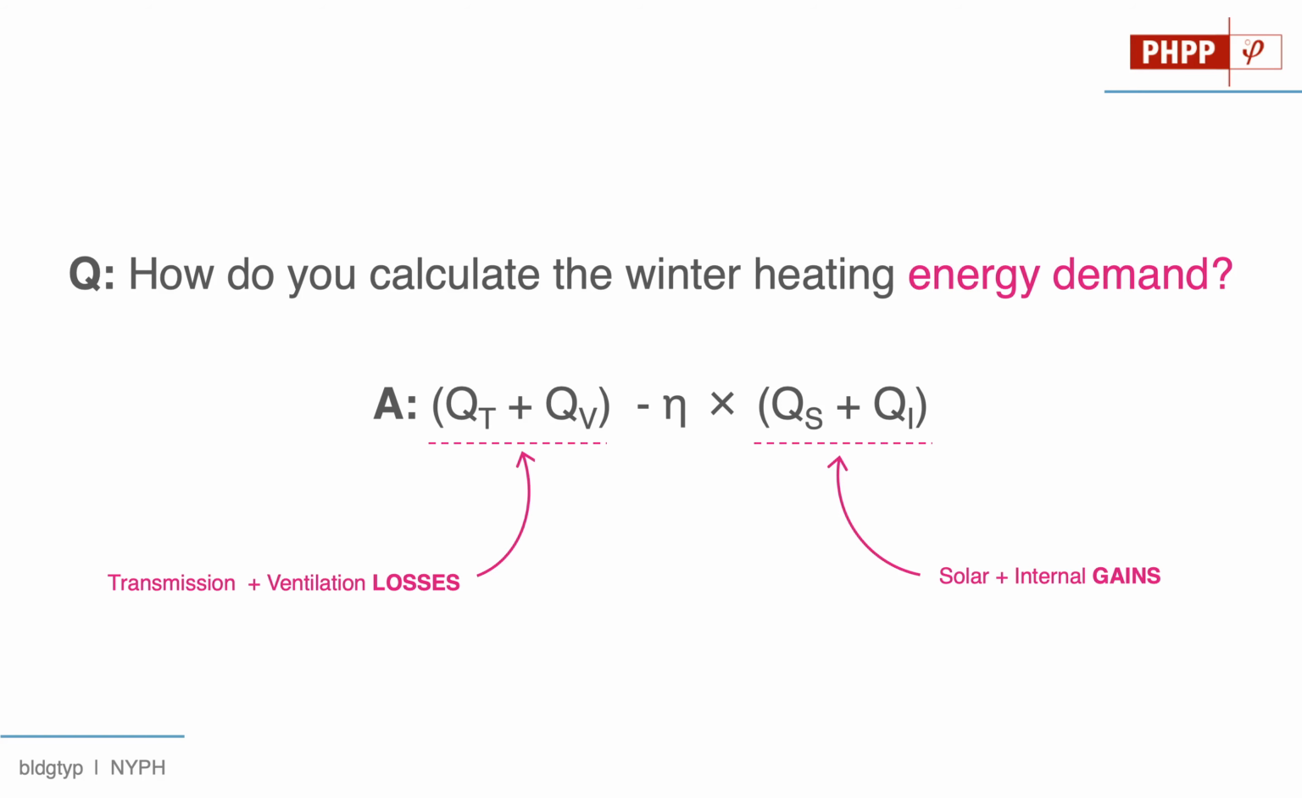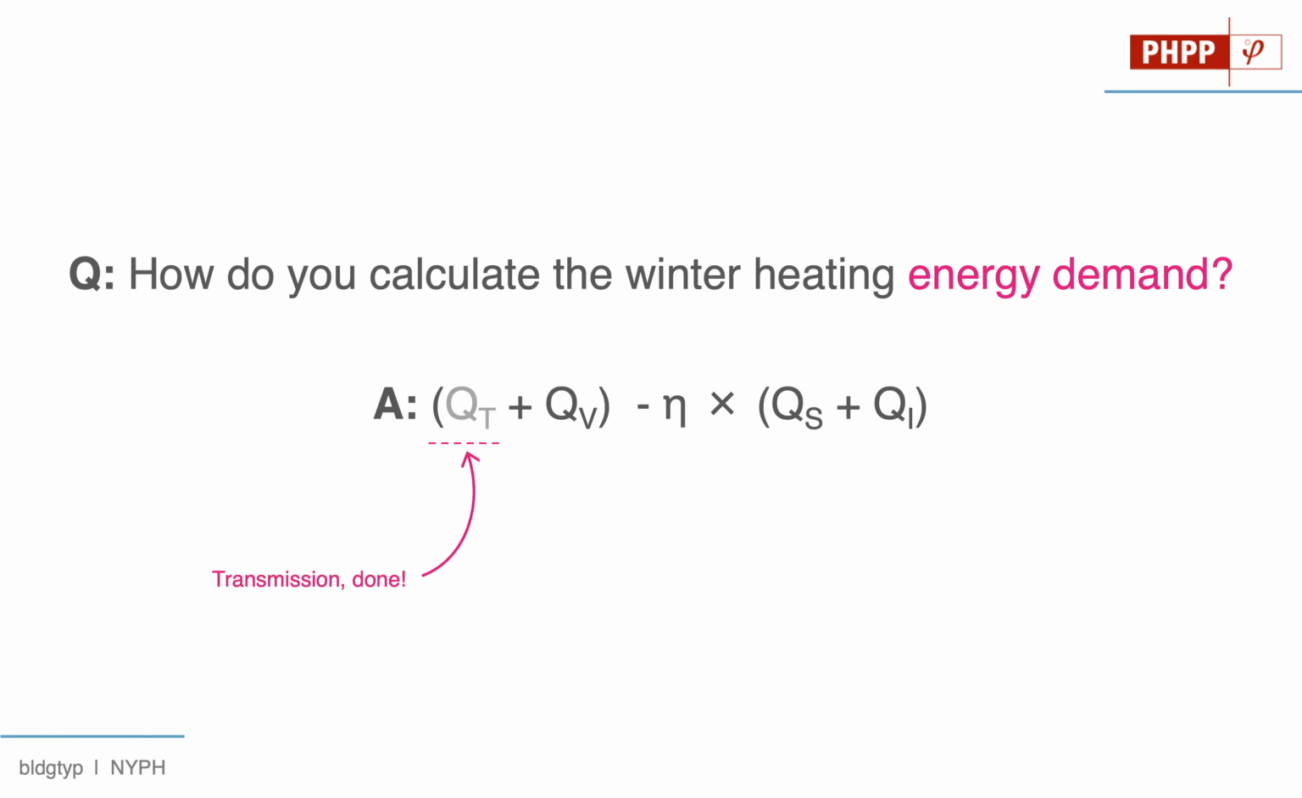We might start by calculating all of our transmission losses over that time period, whether it's a winter or a month or a week or a summer or a whole year, whatever the time period in question is that you're interested in. We might then calculate all of the ventilation losses over that same time period. We would then calculate all of the solar gains and all of the internal gains, and we would find the difference between those losses and those gains. And that would be the method that the PHPP is using to calculate the winter or time period heating energy demand for your building.